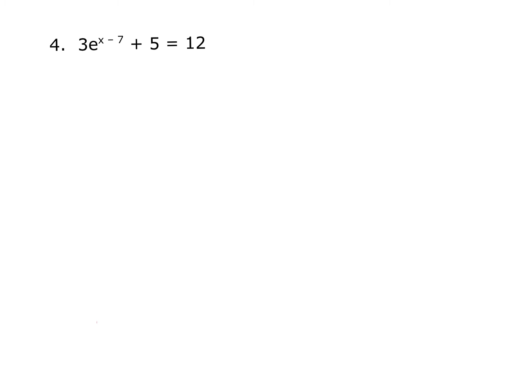All right, on to number 4. This is the last one I'm going to be doing with you, okay? So I need to get this by itself. That's my first step, is to get that by itself. So I need to subtract 5 from each side. And then I need to go ahead and divide by a 3 on both sides. Okay, because now I will have this to itself.